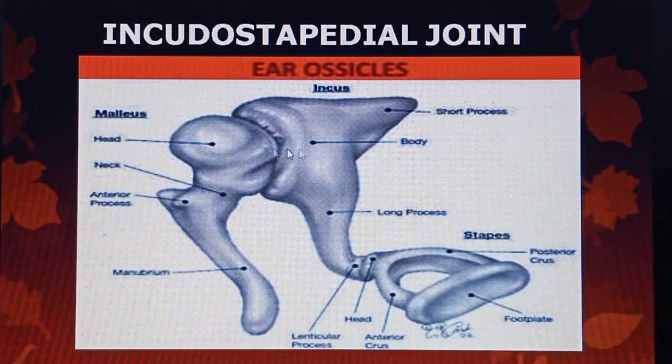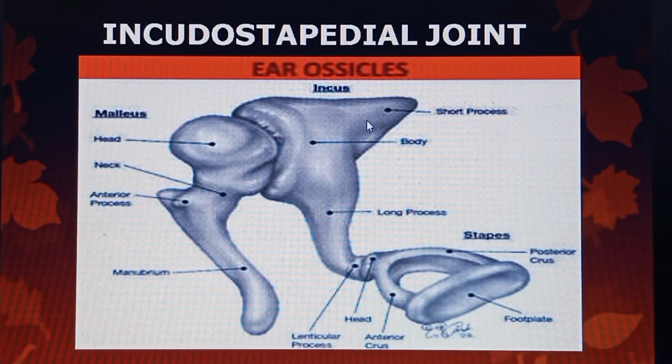Yes, the incus will have a body. It will have an articular surface for articulating with, of course, the head of the malleus. Now, from the body, anything which extends from this incus will be called a process. Or they are the leg-like processes that we talk about.